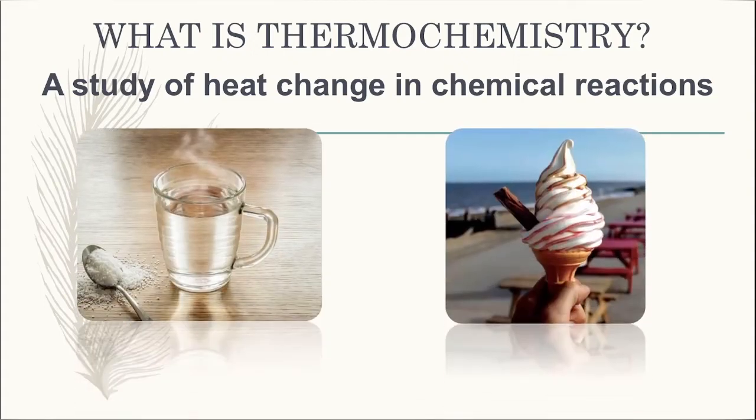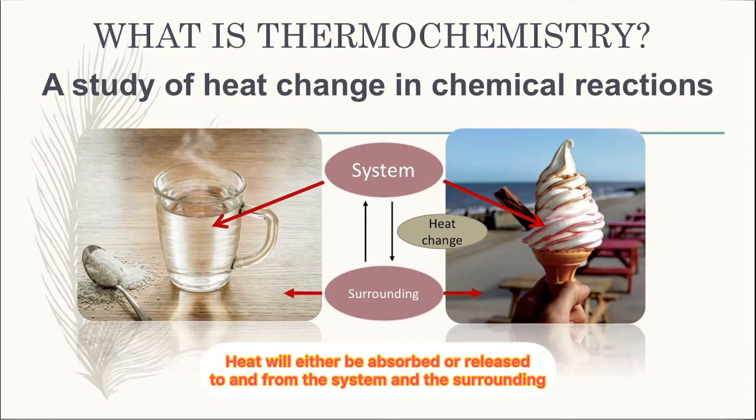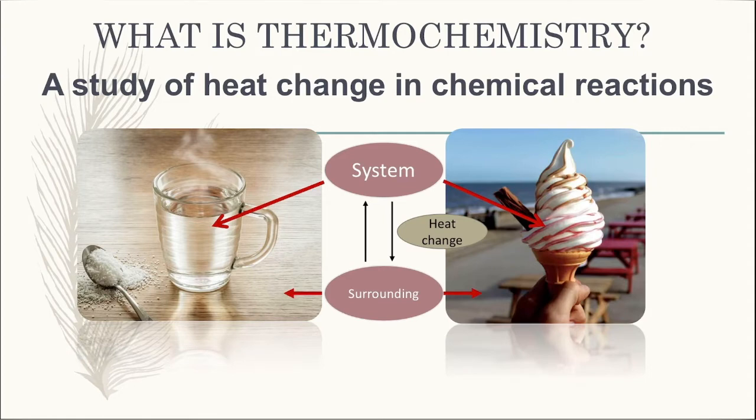Shown here is a cup of hot water and an ice cream. They are known as a system. The air around these two systems is called the surrounding. Between the system and the surrounding, there will be exchange of heat. Now, how does the heat change occur? Heat will either be absorbed or released to and from the system and the surrounding. Please bear in mind that heat only flows from a hot body to a cold body.